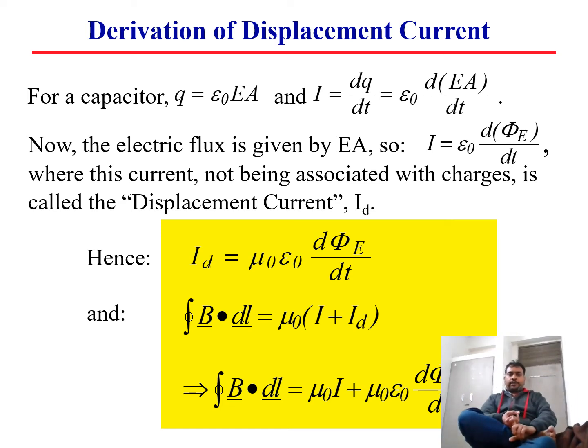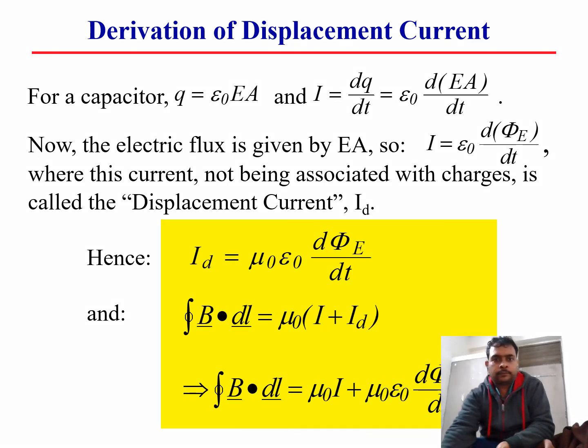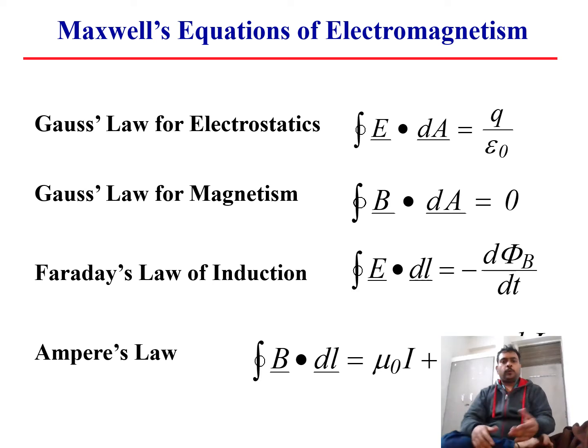First Maxwell equation is my Gauss law of electrostatics. Second Maxwell equation is my Gauss law in magnetostatics. Third Maxwell equation is my law of electromagnetic induction. And fourth Maxwell equation is the corrected Ampere's law. This is my corrected Ampere's law. So you find these four Maxwell's equations.